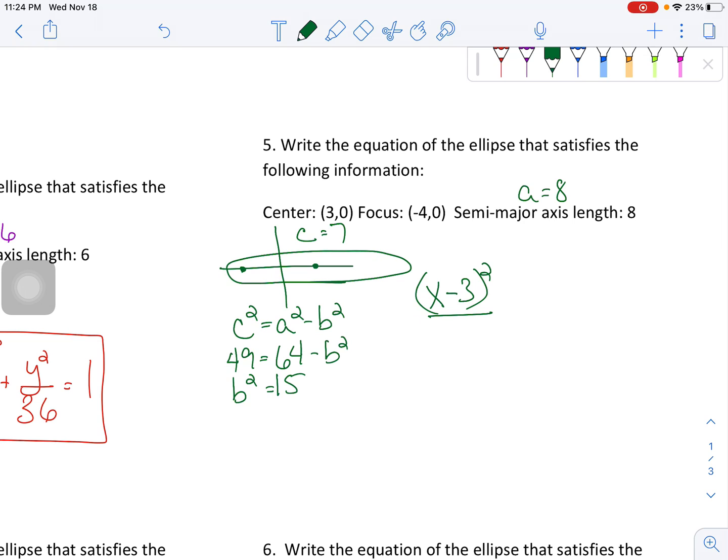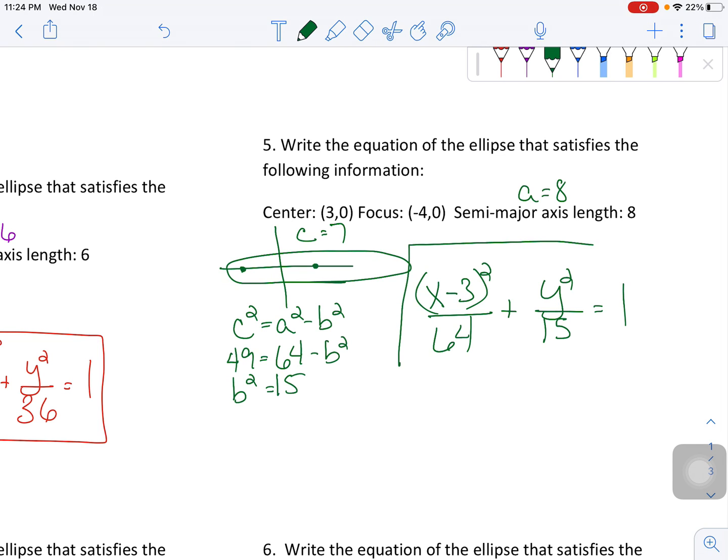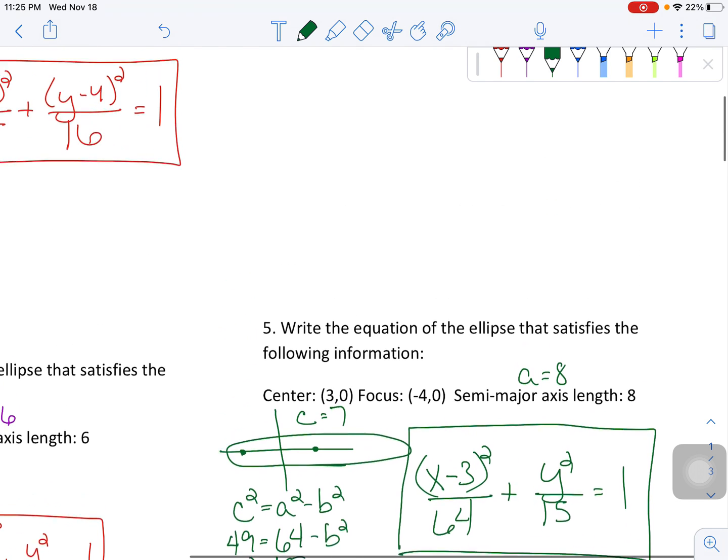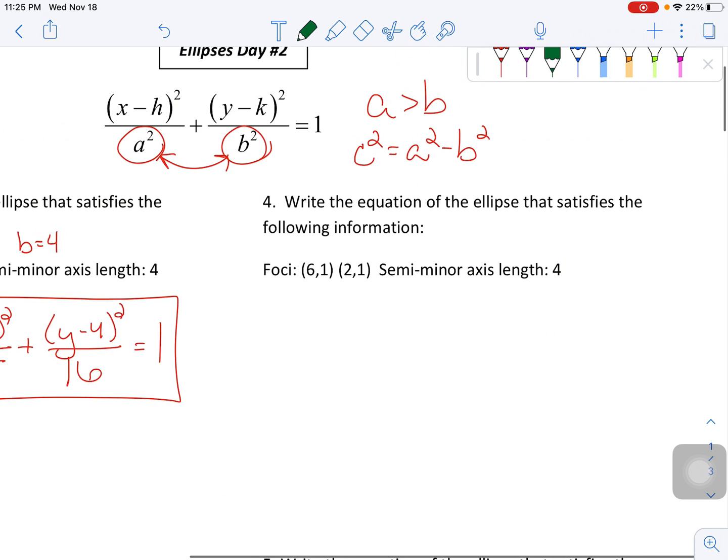So let me grab that center. So let's see, (x minus 3) squared over. Now, on the horizontal axis here, that's going to be your major axis. That's going to be the 8 value squared, so 64. Okay, plus y squared over, and then our b squared value is going to go there because that's the minor axis, equal to 1. And problem number 5 is done.